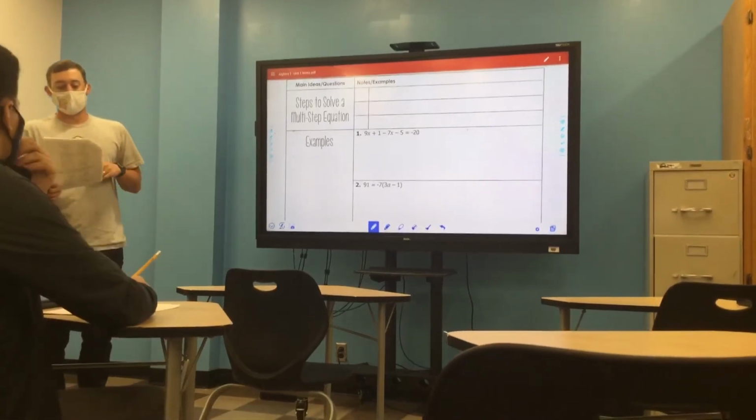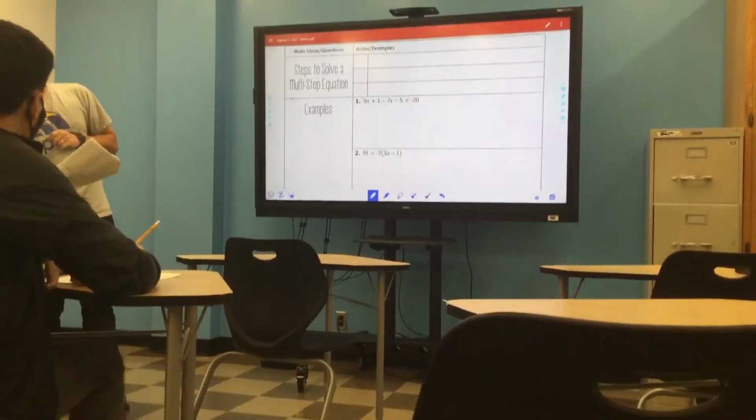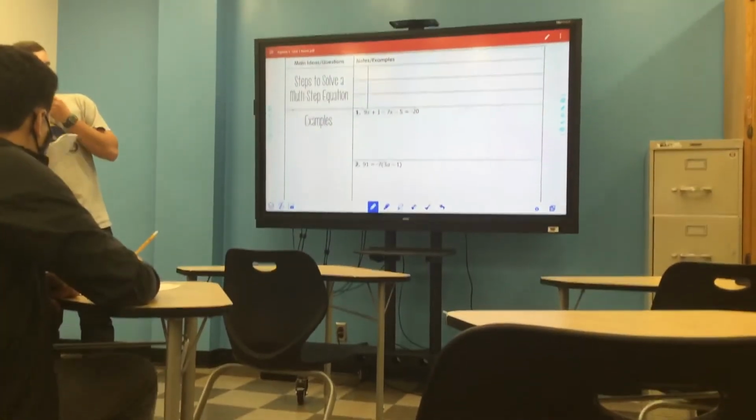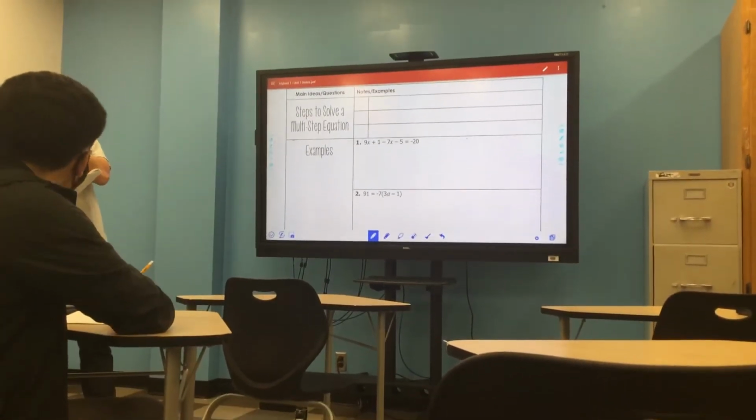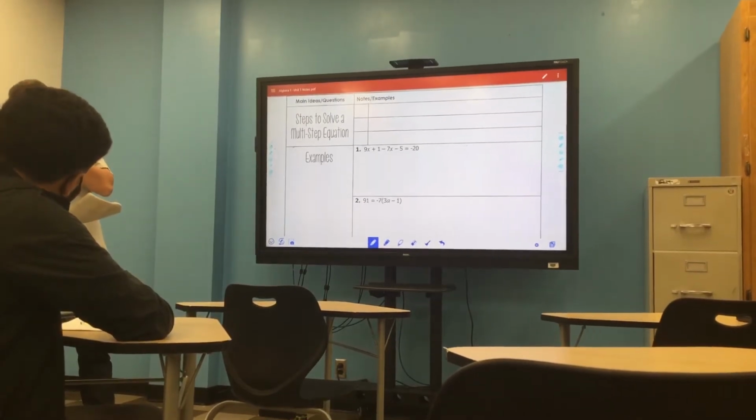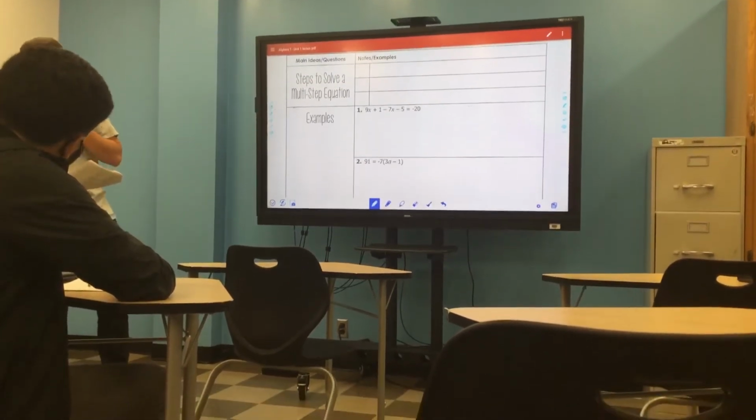Multi-step equations, what we're going to focus on today. Yesterday was one and two step equations, okay? Like I said just a second ago, it's the same thing as one and two step, but we just have to add another step for you, just so you have to review.